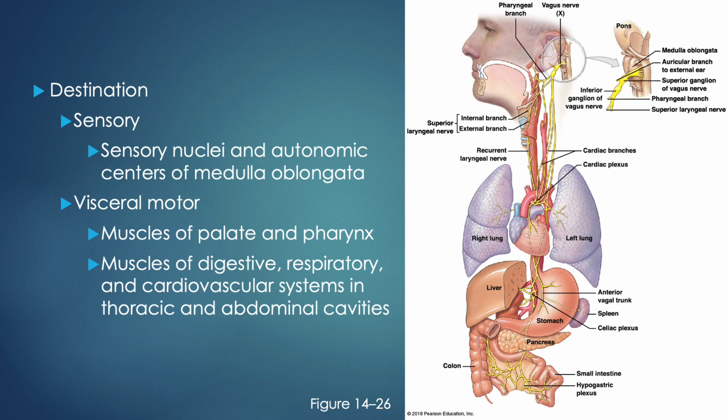The destination for the sensory component of the vagus nerve is the sensory nuclei and also the autonomic centers of the medulla oblongata. For the visceral motor component of the vagus nerve, the destination includes the muscles of the palate and pharynx and the muscles of your digestive, respiratory, and cardiovascular systems in the thoracic and abdominal cavities. So basically, like I said, that vagus nerve, it wanders everywhere. As you can see in figure 14-26, you can see the vagus nerve illustrated in yellow, and look where it goes. It goes everywhere. It goes to your heart, to your lungs, your diaphragm, to the stomach. It goes down to the lower intestinal tract. It goes everywhere. So our vagus nerve, truly a wanderer.